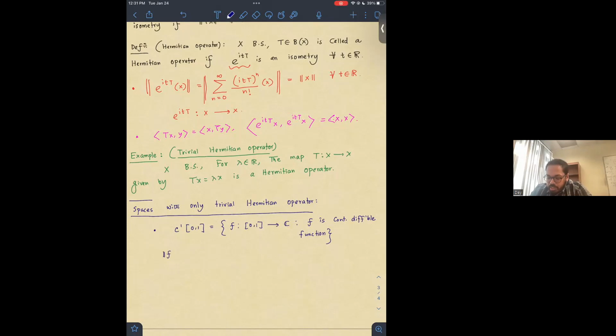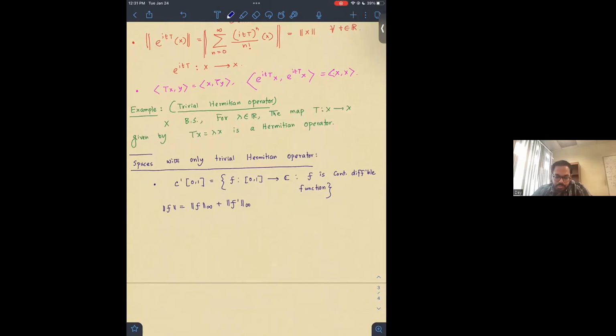And the norm here is given by a combination, a sum of the infinite norm and the infinite norm of the derivative. It can be shown that the proofs are not very trivial. It needs a decent amount of work to show this, but it is indeed true, and I think the result is actually pretty interesting.